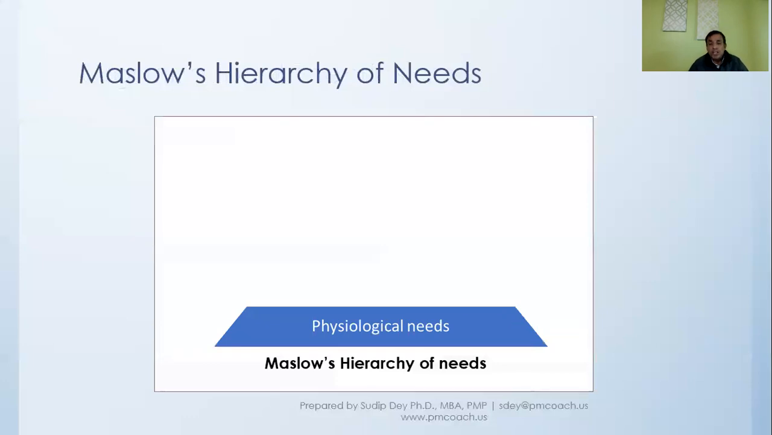Once these physiological needs are satisfied, we look for safety needs. The safety needs are physical safety, all the securities that we want so that we feel safe physically. Then we want to have financial security. We want to have health security. So these are the safety needs that we look for once physiological needs have been satisfied.